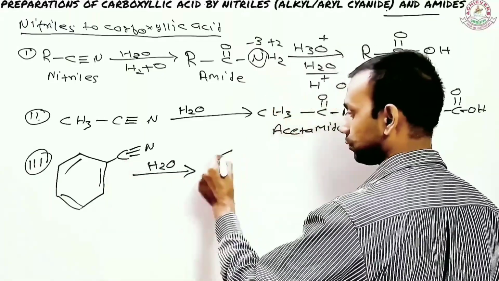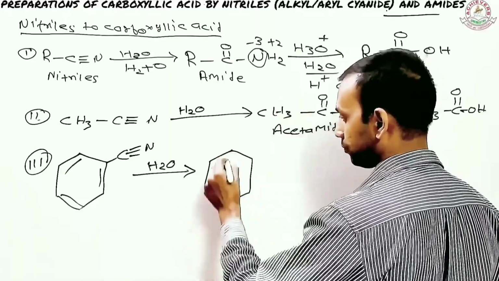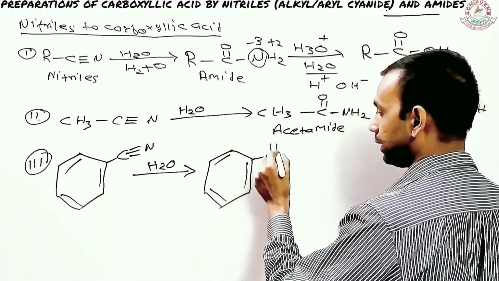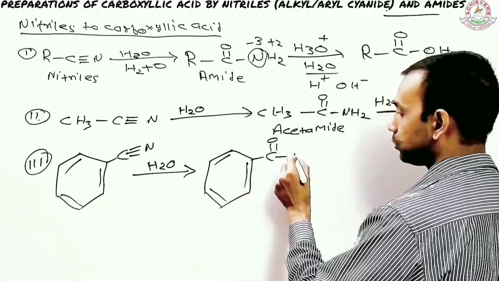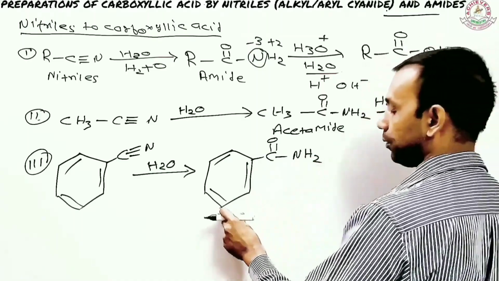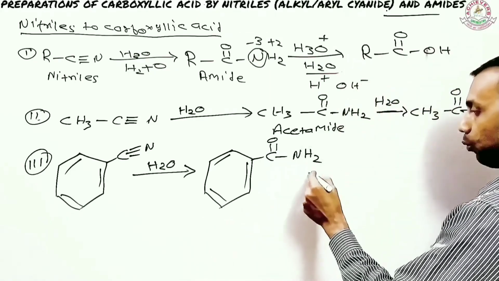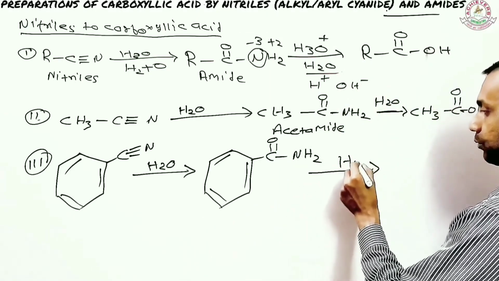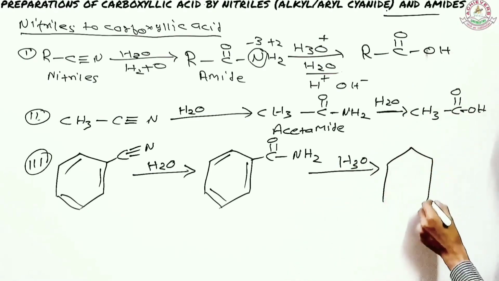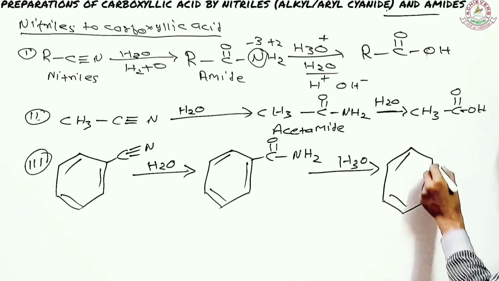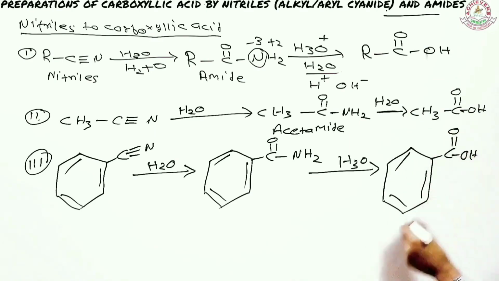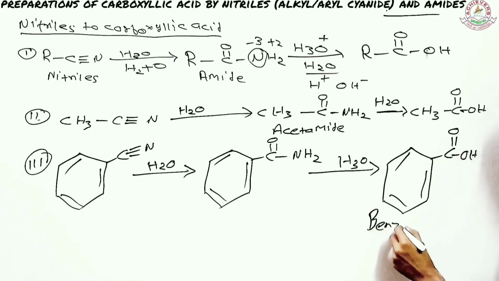This oxygen, this benzene has nothing to do, but this carbon attaches itself with the oxygen, and this nitrogen attaches with two of the hydrogen, right? So this forms your benzamide here. So this is your benzamide. What happened in the next step? Again, this further reacts with water, and if it reacts with water, what will happen? Similarly, you will get your product, and that's going to be C double bond O and then OH. So this is your benzoic acid.